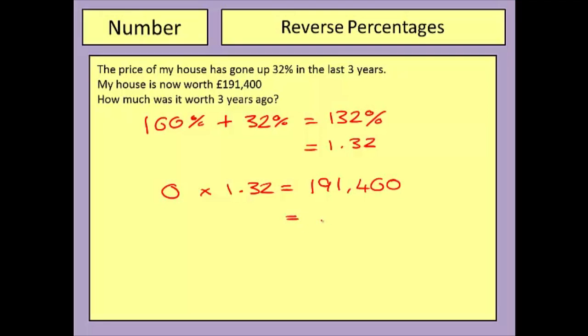£191,400. When I rearrange this, I'm going to do 191,400 divided by the multiplier 1.32. This will give me the original cost of the house, which in this case is £145,000.